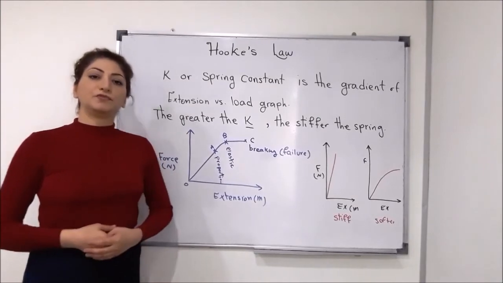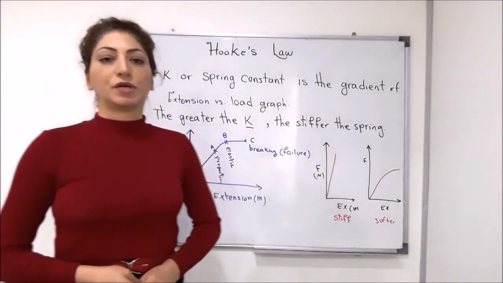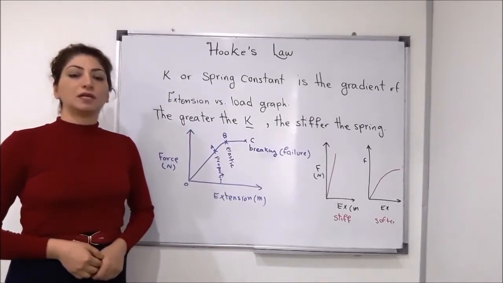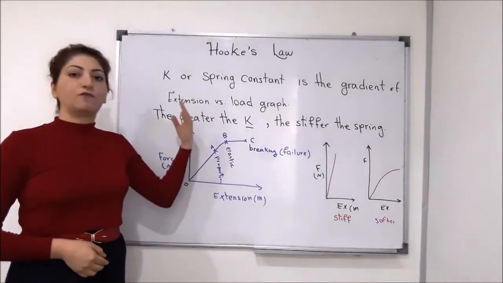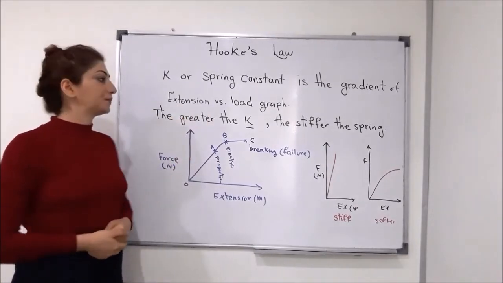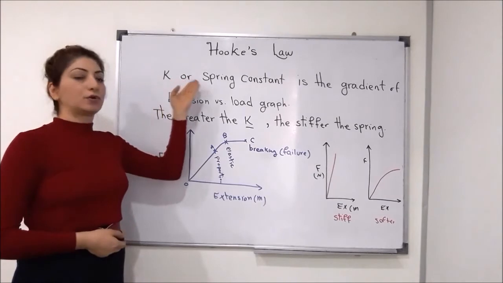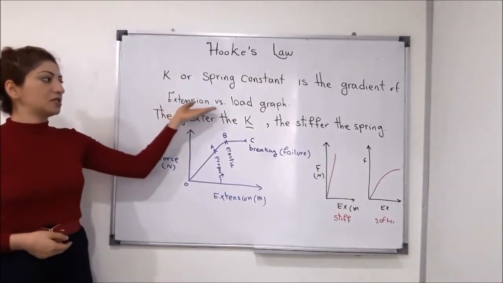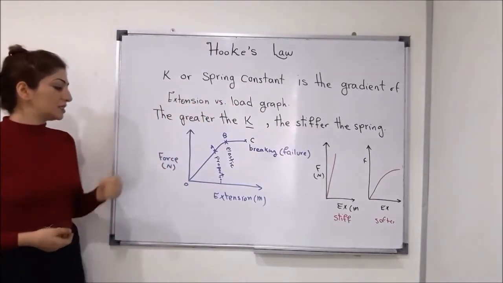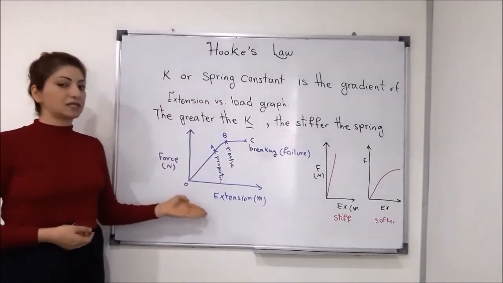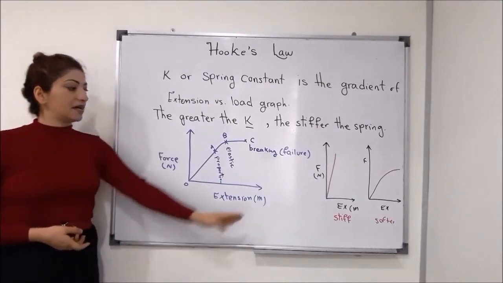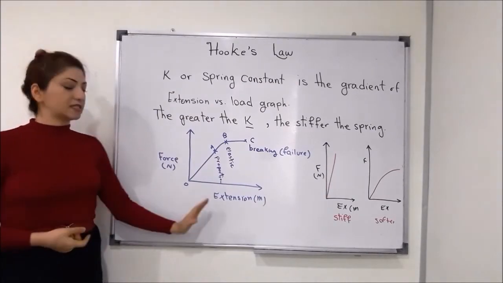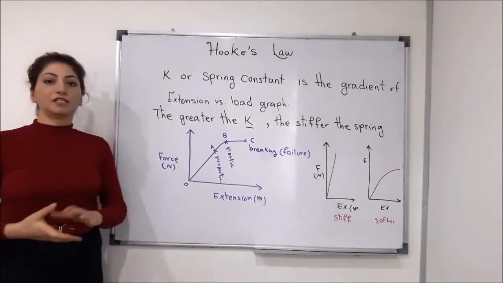In order to find the spring constant, or K here, you can find the gradient of the load extension, or the force and extension graph. So K, the spring constant, is the gradient of the extension load graph. What is the extension load graph, or the force and extension graph? It is this diagram. It shows how the force and extension are related to each other.